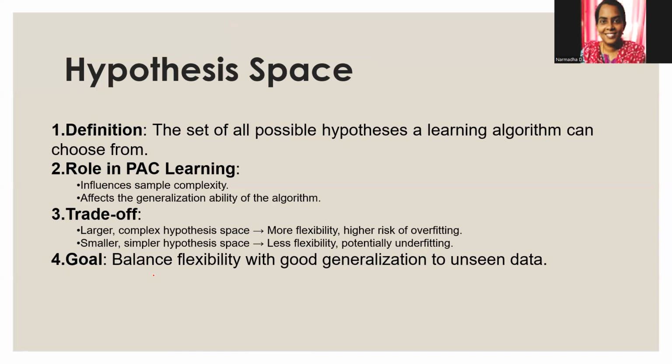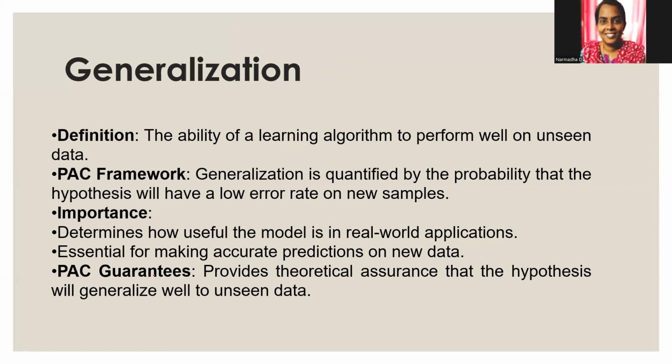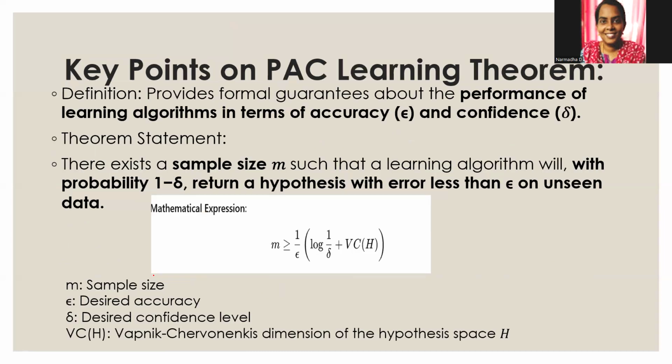So this is PAC learning, and it helps us with generalization. Generalization is quantified by the probability that the hypothesis will have a low error rate on new samples. If the model is able to generalize well with a low error rate on new samples, then it is great. And what are the key points?